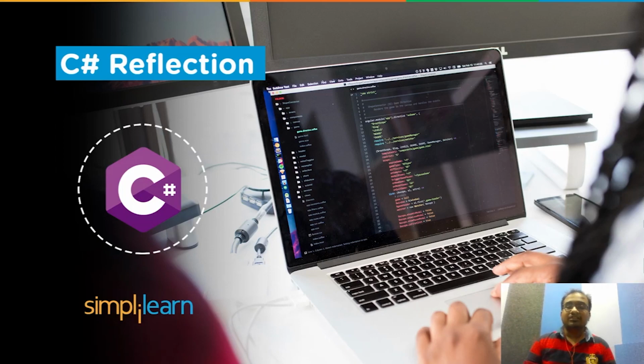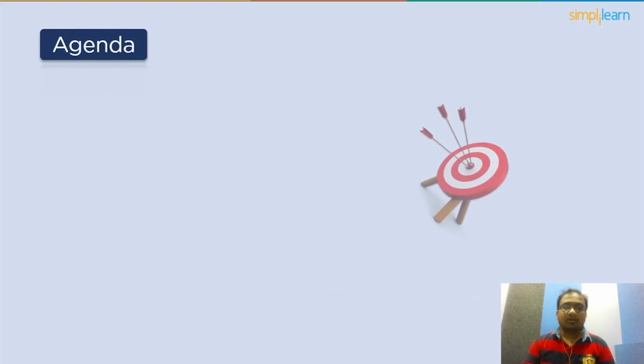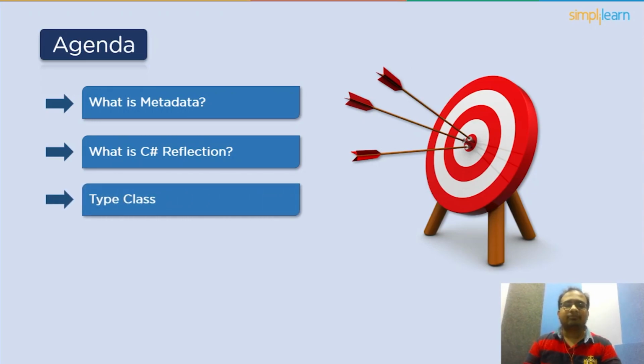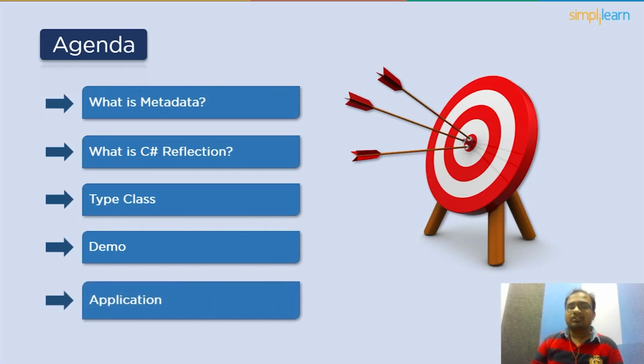So now, without any further ado, let's get started with the agenda for today's session. We will begin our session with a discussion on what is metadata, followed by a brief discussion on C# reflection. Then we will have an in-depth discussion on the type class. Following that, we will implement some of the methods we have learned during this session with a simple demo. Finally, we will conclude this session with a quick look into the applications of C# reflection.